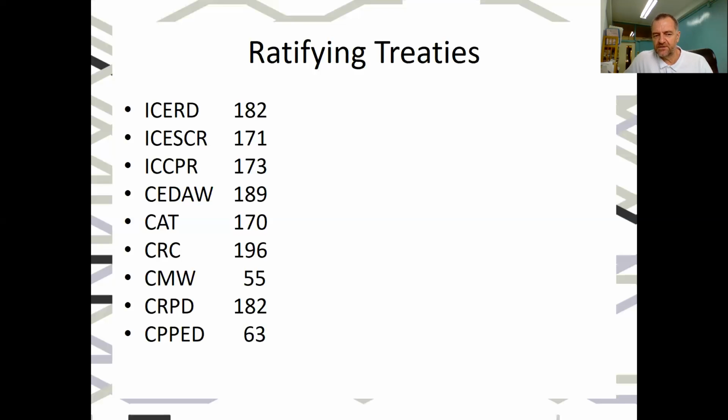But the key point here is that all those other treaties have 170 plus, which means there are basically just 15 to 20 countries which have not ratified those main treaties. And so they're very small in number.